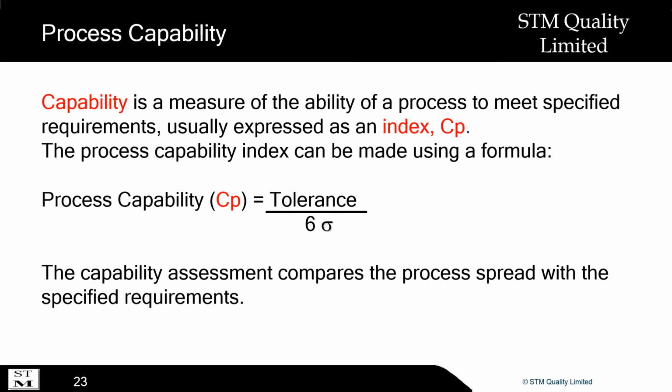Capability is a measure of the ability of a process to meet specified requirements, usually expressed as an index, CP. The process capability index can be calculated using a formula. CP is equal to the tolerance divided by 6 standard deviations, or 6 sigma. The capability assessment compares the process spread with the specified requirements.